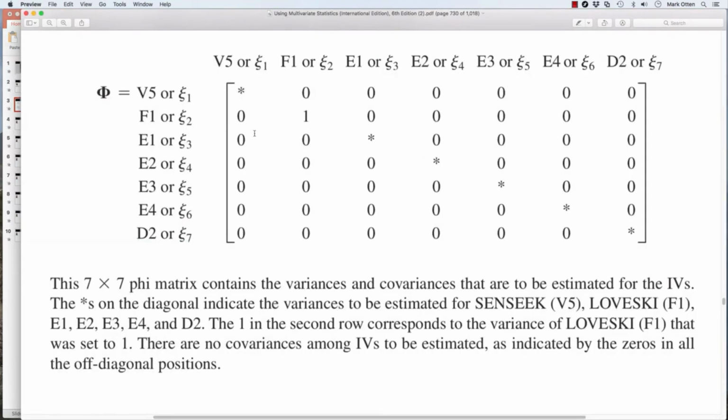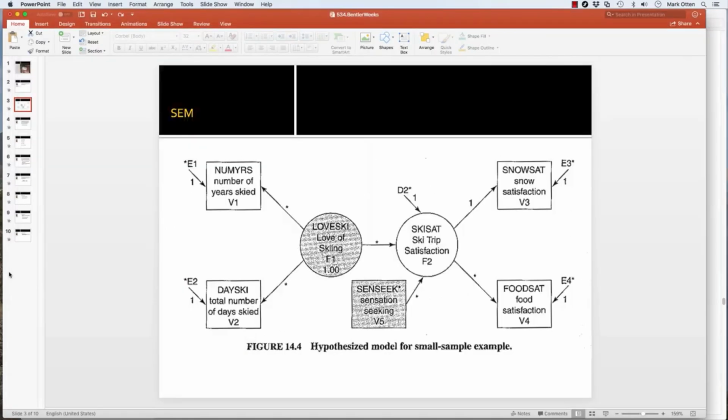If, let's say, you wanted to also hypothesize something else about sensation seeking, suppose you wanted to say, well, I think sensation seeking is actually correlated with love of skiing, or maybe it predicts it. Well, if it was a prediction, it would go into the part of the Bentler-Weeks model that we just saw. That would be a relationship between an IV, and then it would turn that F1 value into a DV. So it would be an IV-DV relationship.